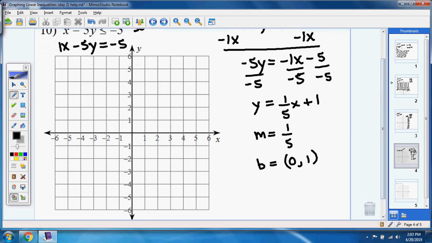So again, finding my starting point, which is 0, 1 on the y-axis, it tells me up 1, right 5. Ran out of room, so backwards counting. Down 1, left 5. Make your solid line, please, and then we will test the origin.